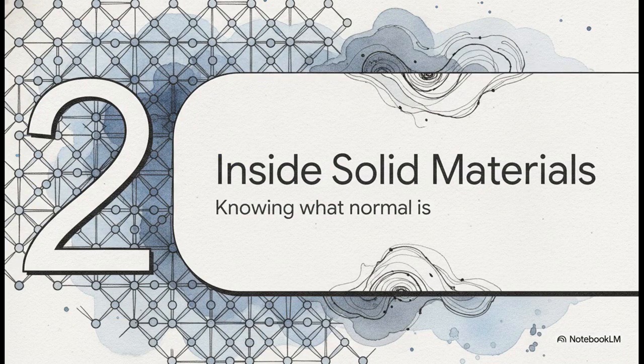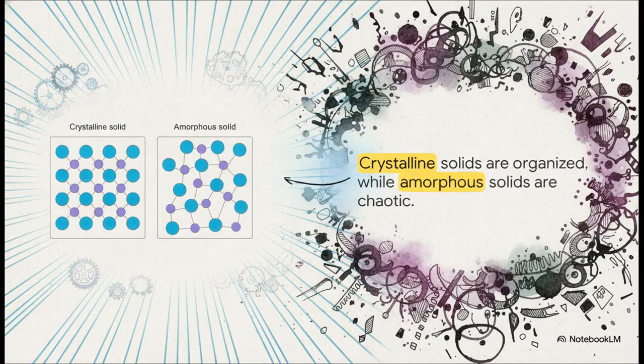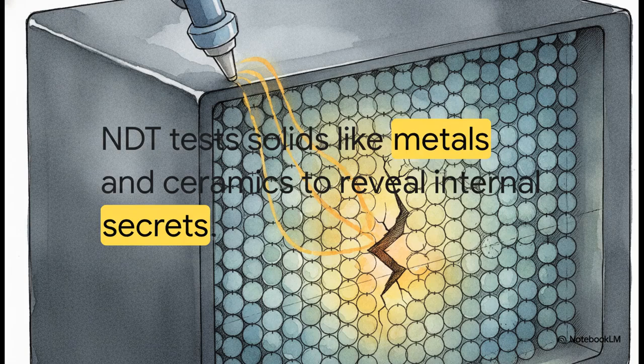Moving right along to Section 2, inside solid materials. Look at the stark visual contrast between these two states of solid matter. You've got the highly organized, grid-like atomic structure of a crystalline solid on one hand, and then, completely different, the amorphous solid, which is basically a tangled, chaotic, and random web. Honestly, recognizing these structures on a microscopic level is step one in understanding exactly how a material is going to behave under stress. Now, NDT is mostly dealing with solid materials, things like metals, composites, plastics, and ceramics.